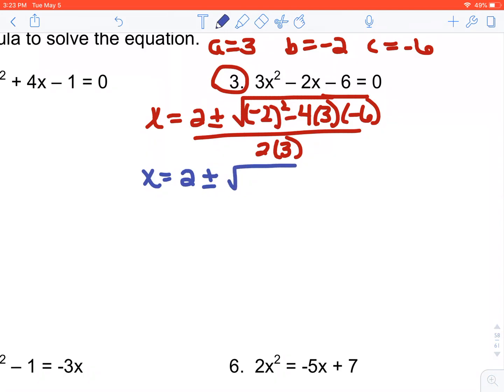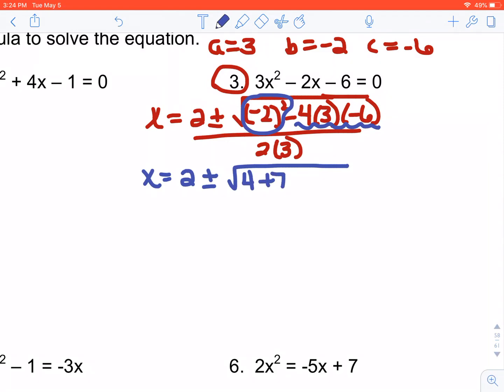All right, now we're looking underneath that radical. Squared part, negative 2 squared is 4. Anytime you square a number, it's positive. Multiplying, negative 4 times 3 is negative 12 times negative 6. You might need to put that in your calculator. So negative 4 times 3 times negative 6. What does that give you? That's a nice number of 72.